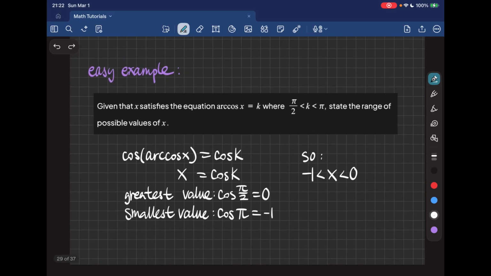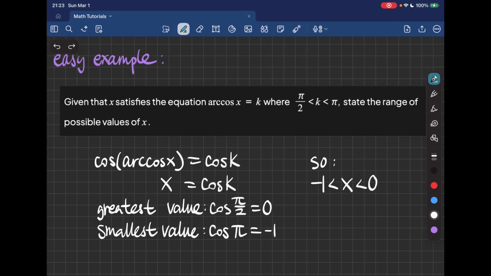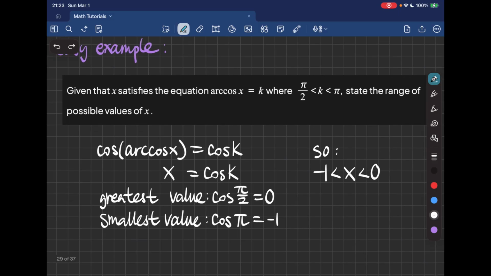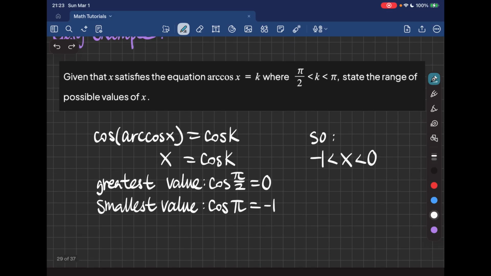Here is an easy example that I found online. Given that x satisfies the equation arc cosine x equals k, where pi over 2 is smaller than k and smaller than pi, state the range of possible values of x. So what you can do here is that you can take cosine of this side and this side at the same time. So by doing cosine outside of arc cosine, you cancel out the entire effect, and then you have x left. And then you have cosine k on the other side.